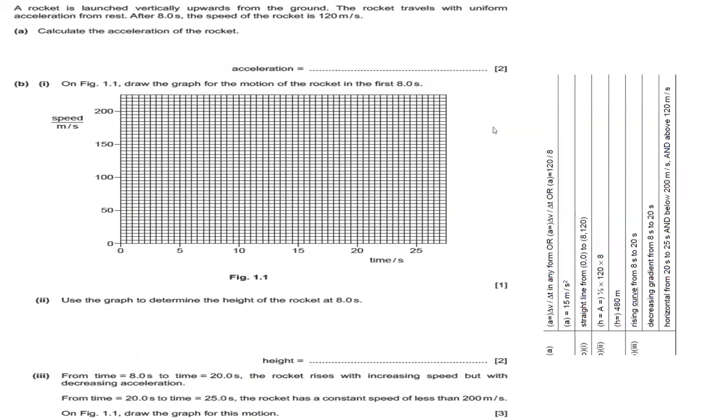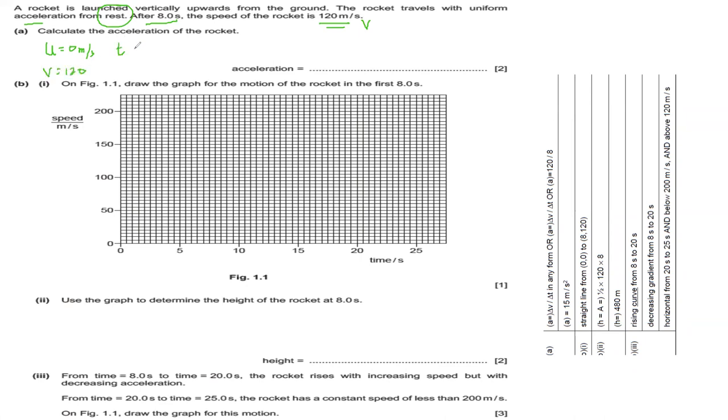Okay, another question. In the question, a rocket is launched vertically upward from the ground. The rocket travels with a uniform acceleration from rest. So the rocket starts from rest. If something starts from rest, the starting speed is 0. After 8 seconds, the speed of the rocket is 120. So that is a final speed. So V is equals to 120.